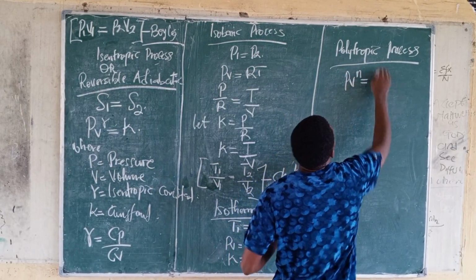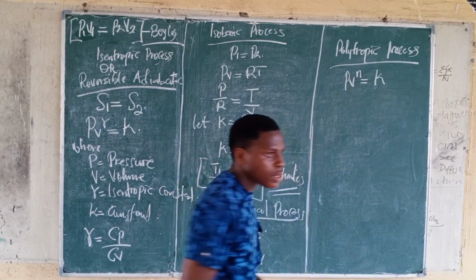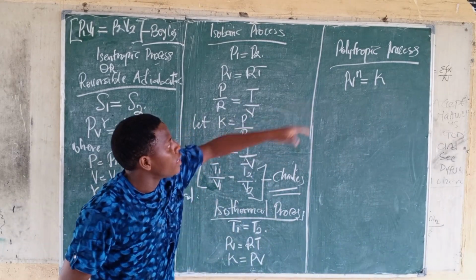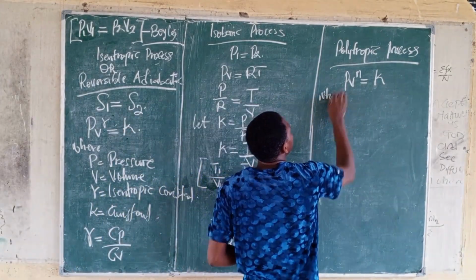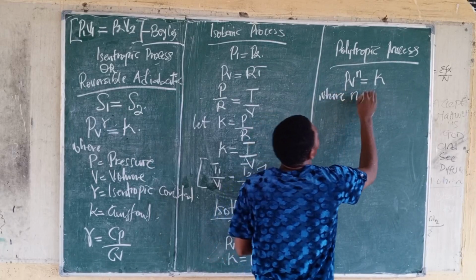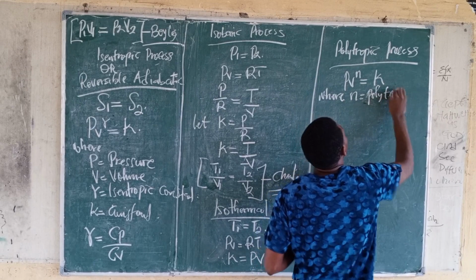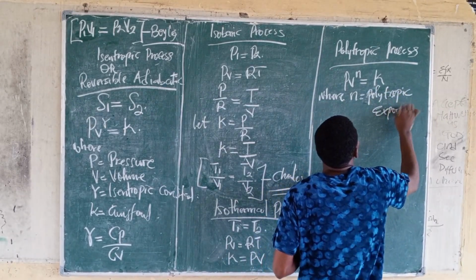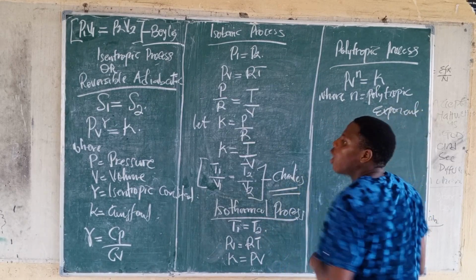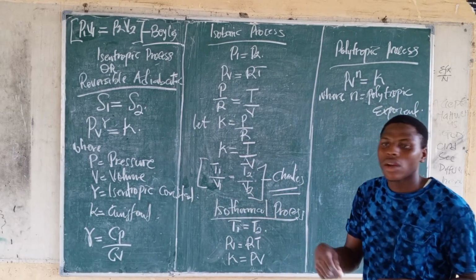PV^n is equal to K. PV^n is equal to K, where your n is the polytropic exponent, or your polytropic constant.